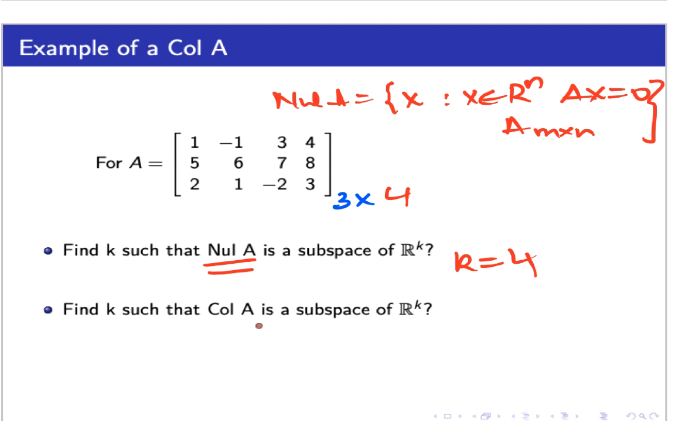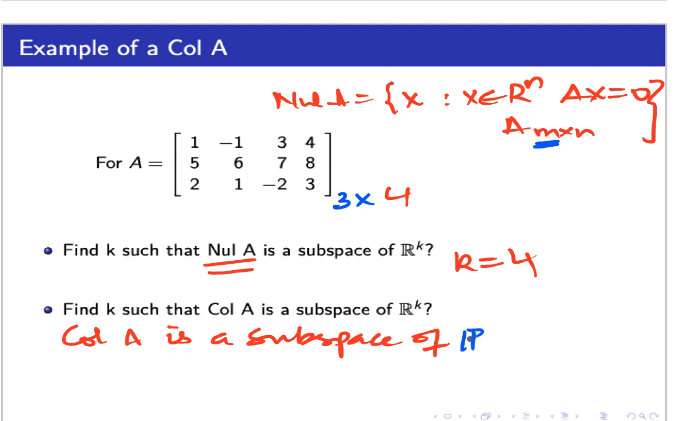On the other hand, what is the column space of A? The column space of A, we said, is a subspace of R^m. You know that from the observations we talked about earlier. So for the column space of A, what is my k here? My k is 3. Okay, so these were some of the problems.